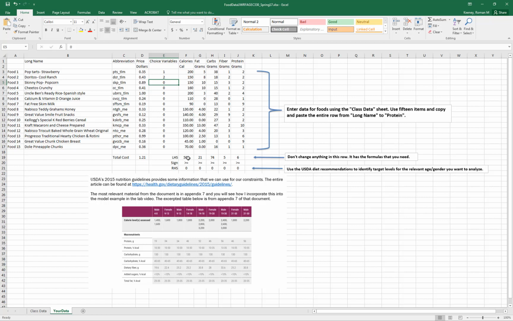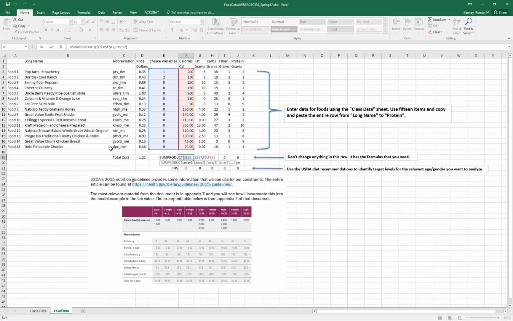So now we're up to 500 calories, 21 fat grams, 74 carbs, 5 grams of fiber, and 6 grams of protein. Okay, and so when these things changed, the formulas that I already gave you here started adjusting as well. And so let's look at those formulas. And it's the same kind of formula. It's E3 to E17, the choices, multiplied by F3 to F17, this red column. Okay, so what's going on? 1 times 200 plus 2 times 150 plus 0 times 150.